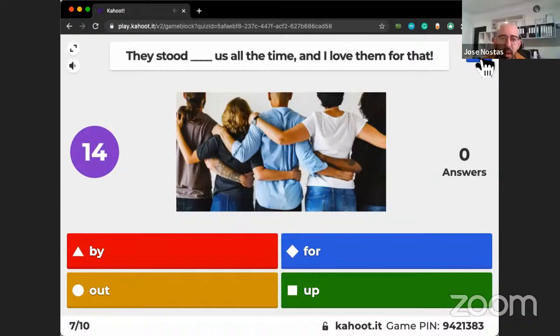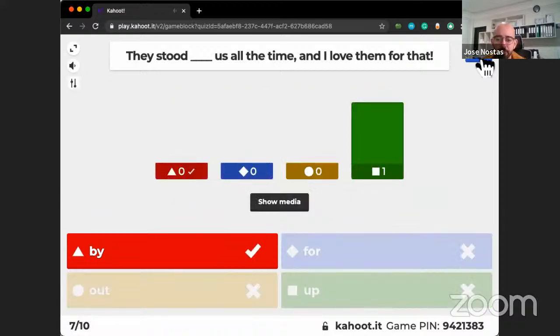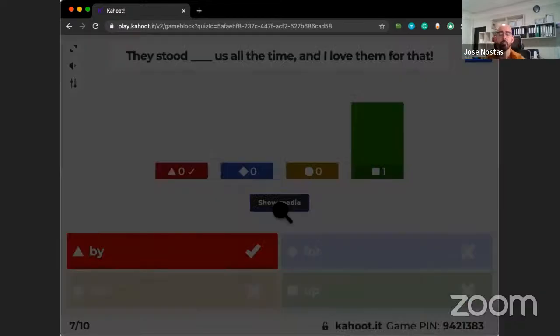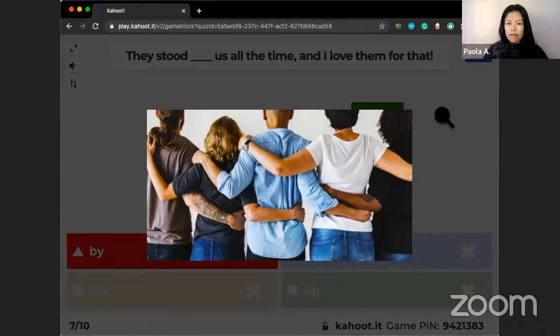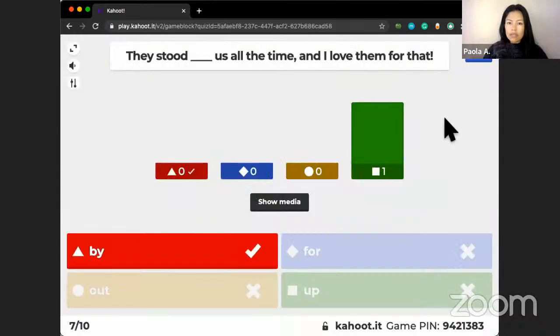They stood by us all the time, and I love them for that. So they stood by us all the time. I love them for that. So it's like they support. Stood by or stand by, it's also support.